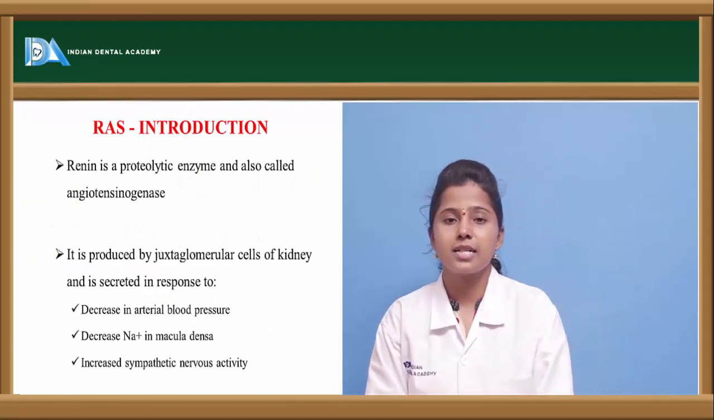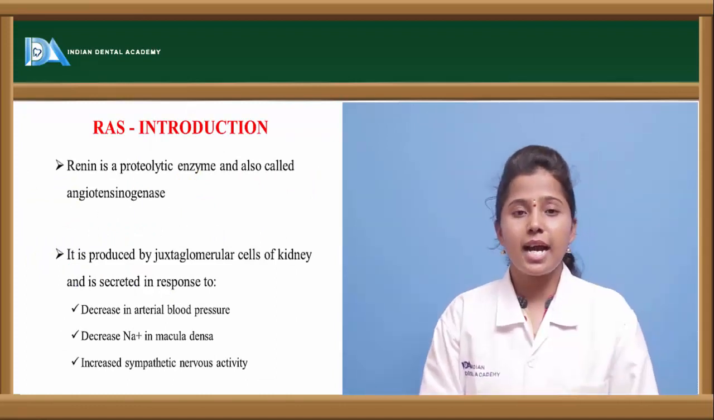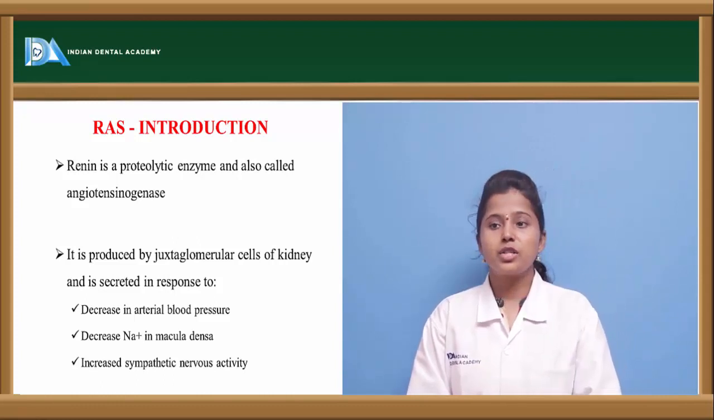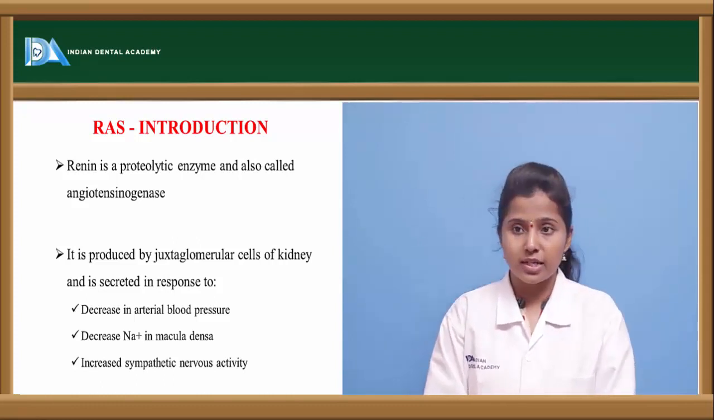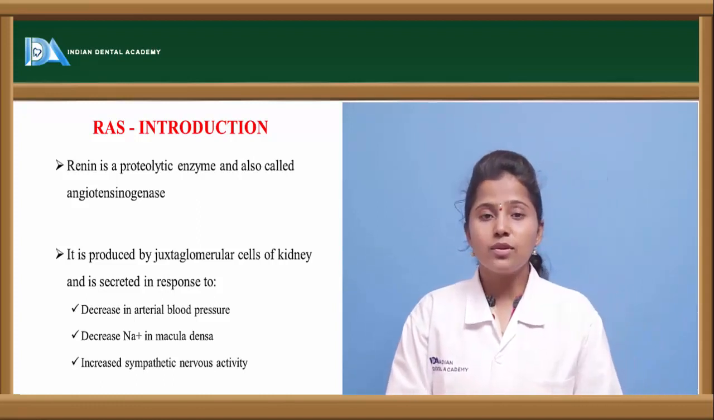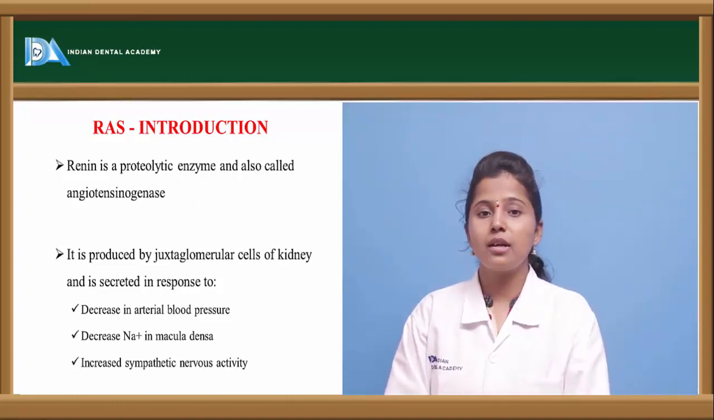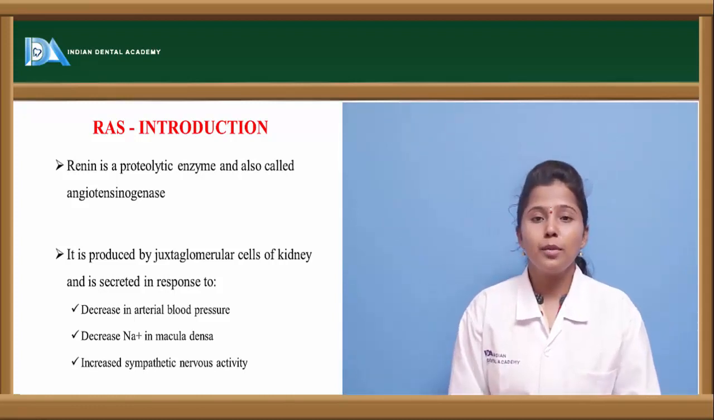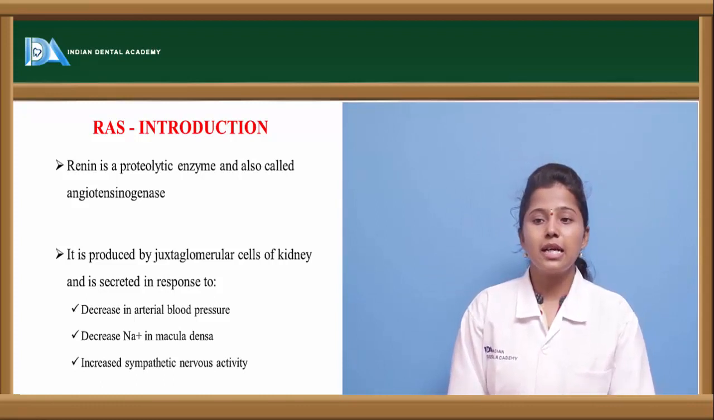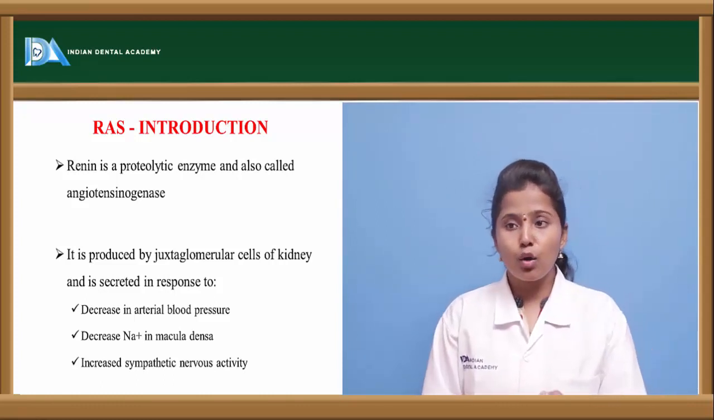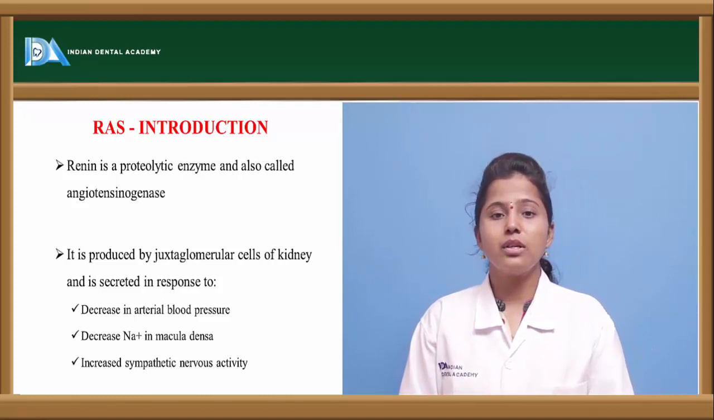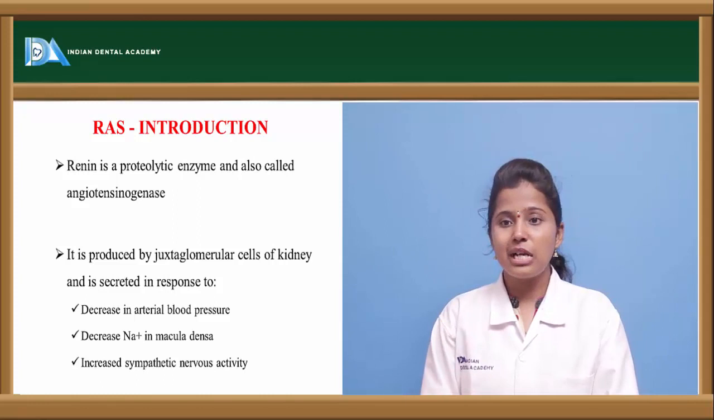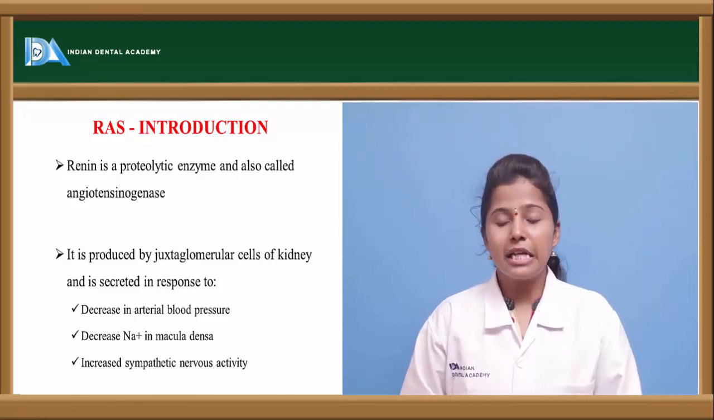Let us see the RAS system. What is this RAS? Renin-angiotensin system. Renin is a proteolytic enzyme which is also called angiotensinogenase, because renin acts on angiotensinogen released from the liver, and it is produced by the juxtaglomerular cells of the kidney. When the juxtaglomerular cells of the kidney release renin into the systemic circulation, it is in response to decreased arterial blood pressure.